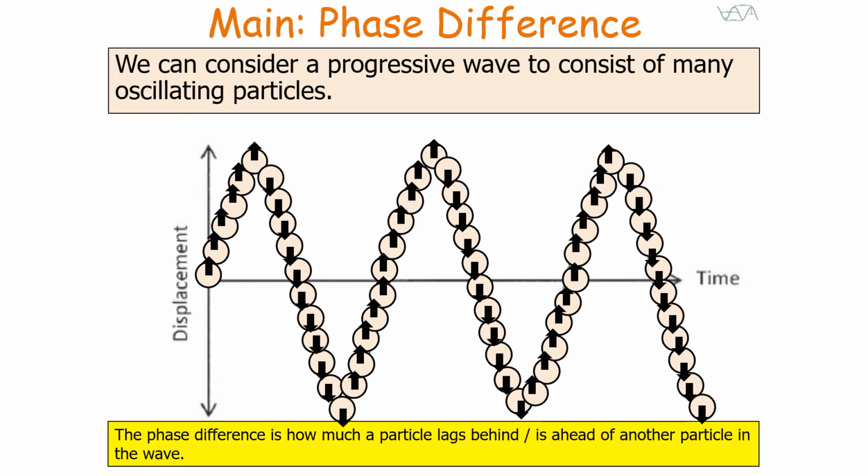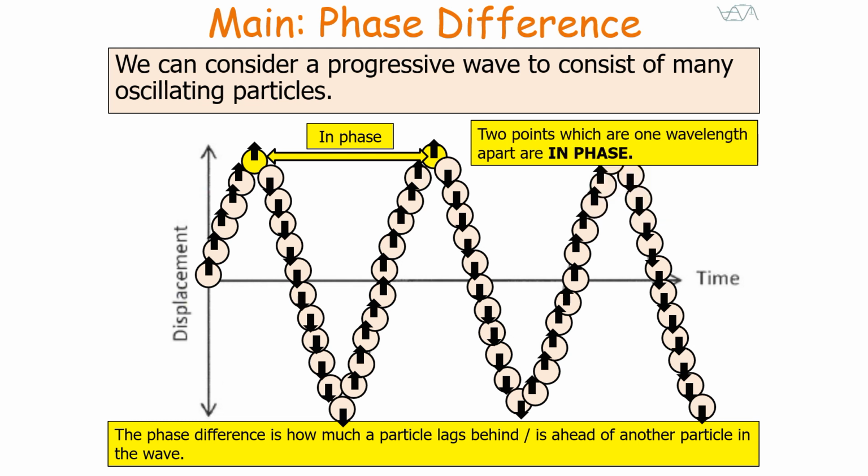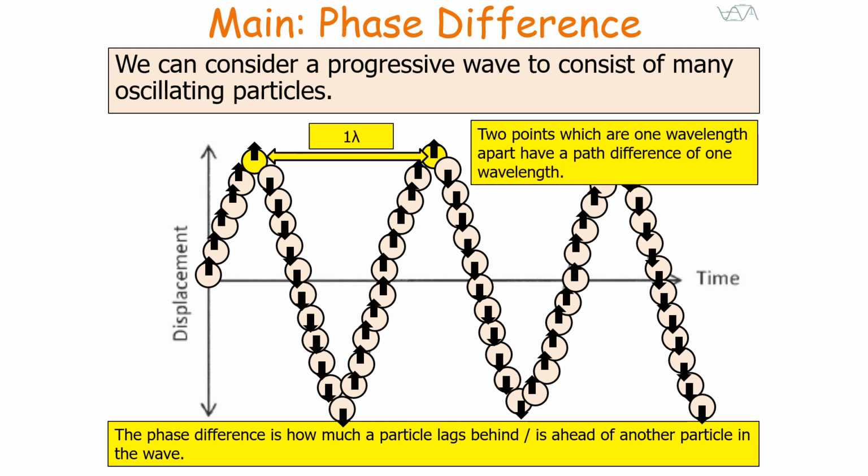And like we mentioned before, the phase difference is how much a particle lags behind or is ahead of another particle in a wave. Particles that are in phase are oscillating with the same displacement and are moving in the same direction as each other. So we say they have a phase difference of 0. So 2 points which are one whole wavelength apart are in phase, and have a path difference of 1 wavelength.